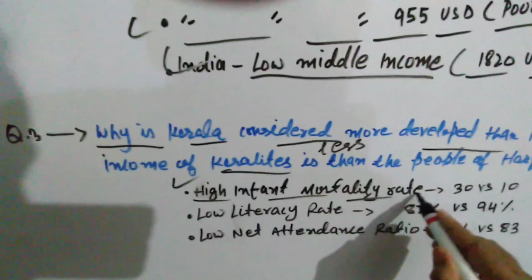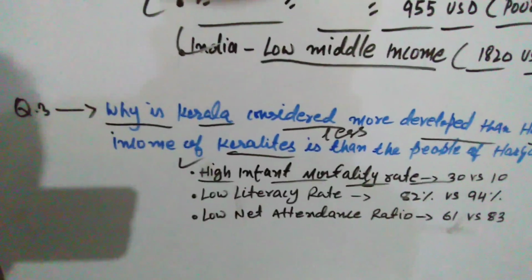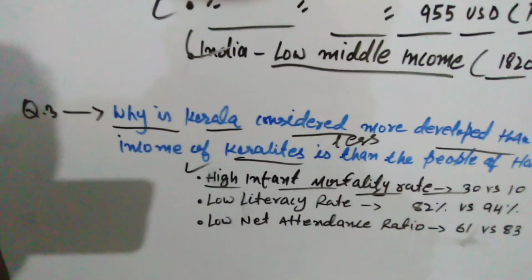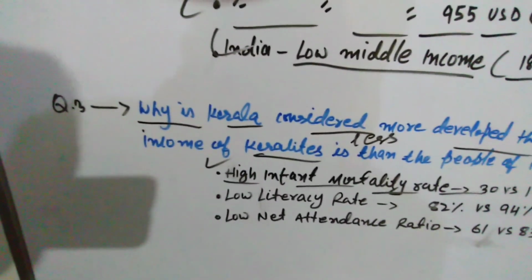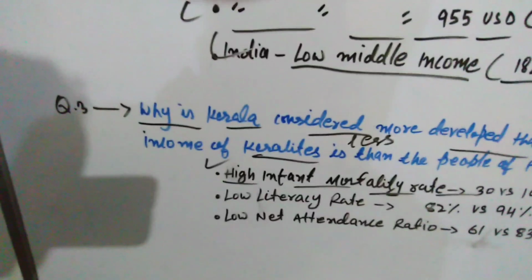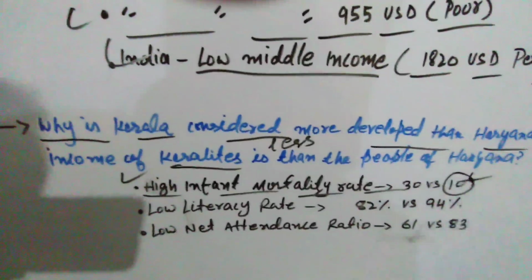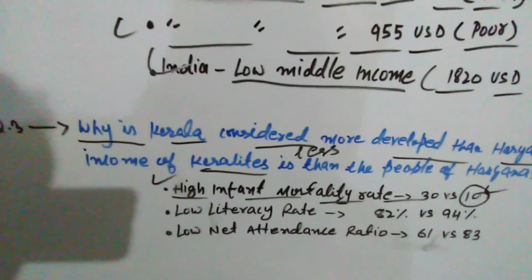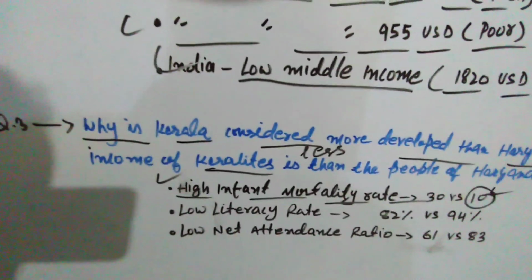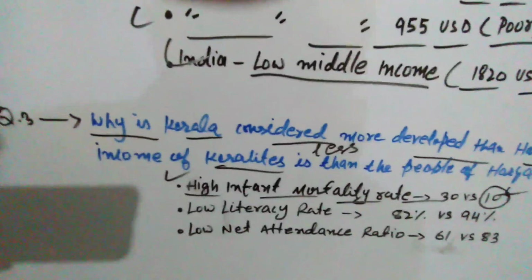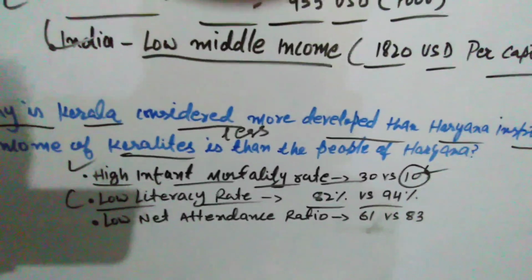High infant mortality rate. Because healthcare of Kerala is far better than Haryana, as 30 children die out of every 1,000 birth in Haryana, but this number is very less. Only 10 children die out of every 1,000 live birth in Kerala due to improved basic health facilities and care. Second point is low literacy rate, 82% versus 94%.